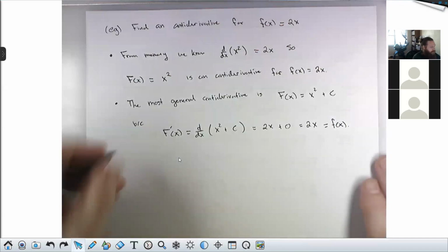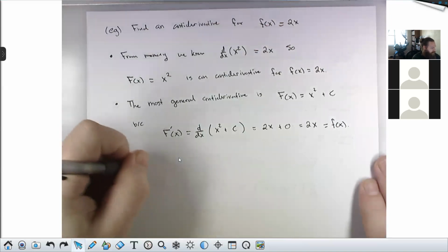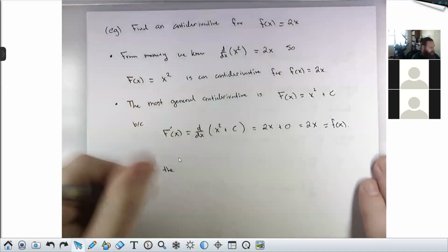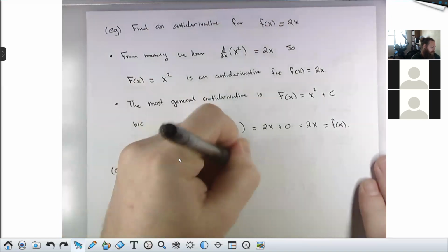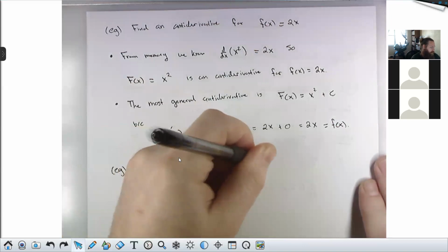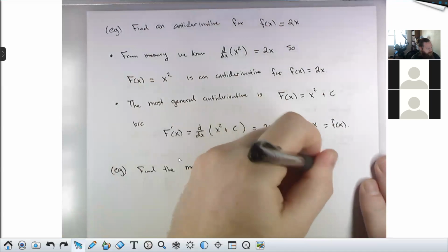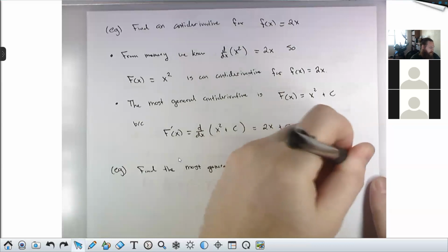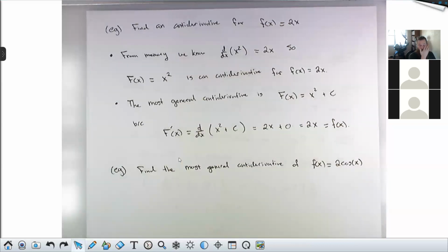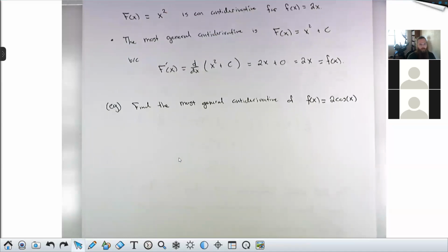Okay, let's try one more. This time I'm going to say find the most general antiderivative, because that's what we ended up doing here anyway. Find the most general antiderivative of little f of x equals 2 cosine x. So who can we differentiate to get 2 cosine x?